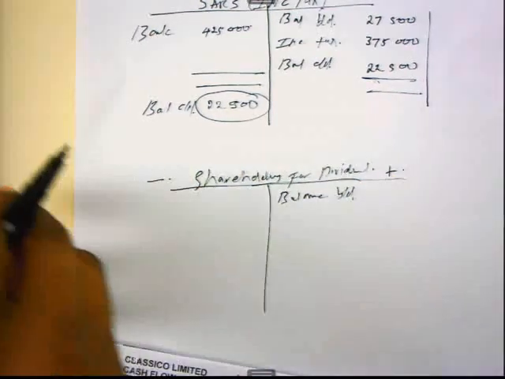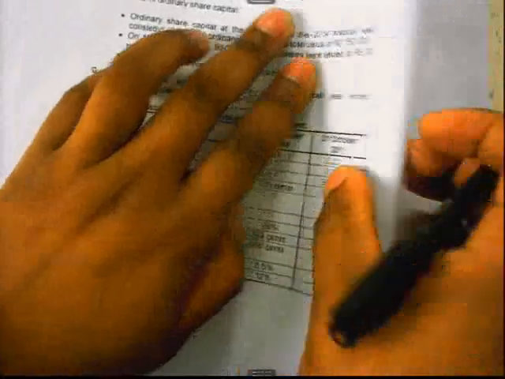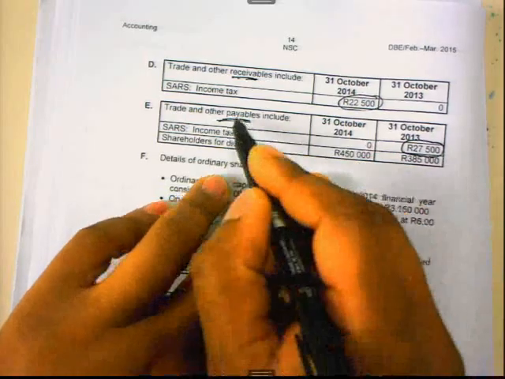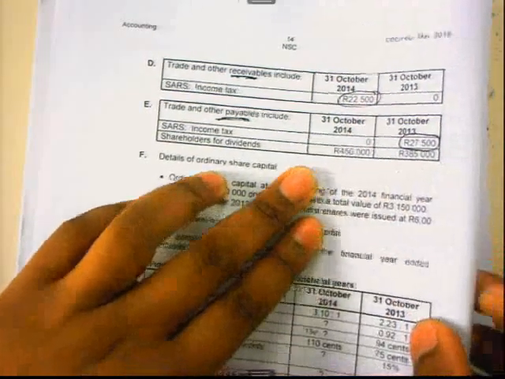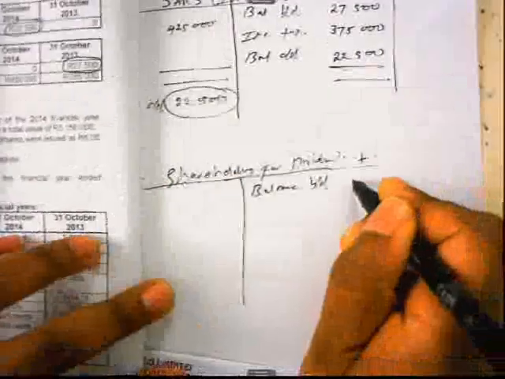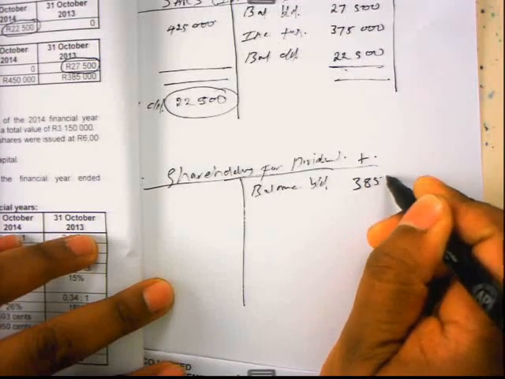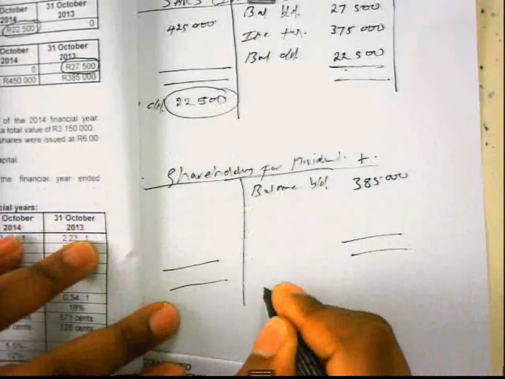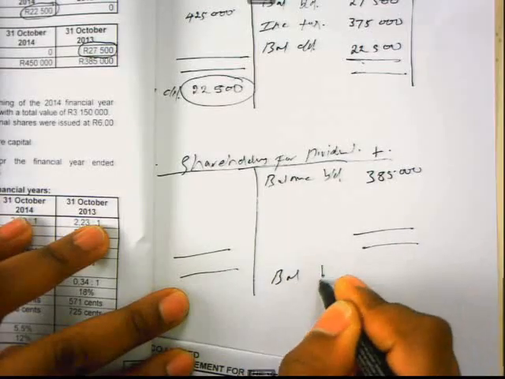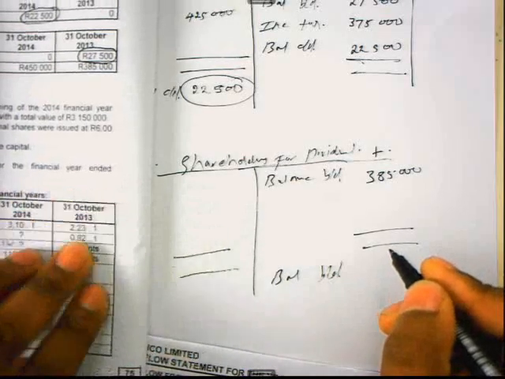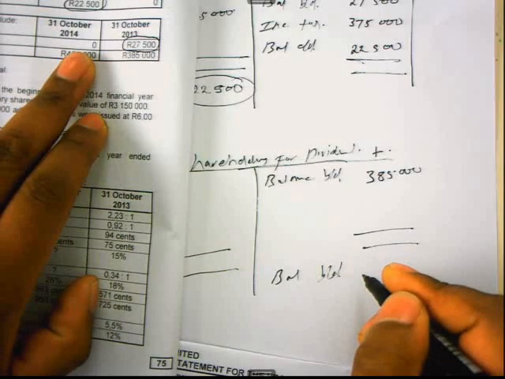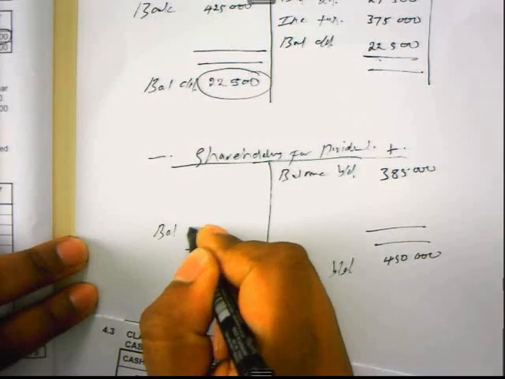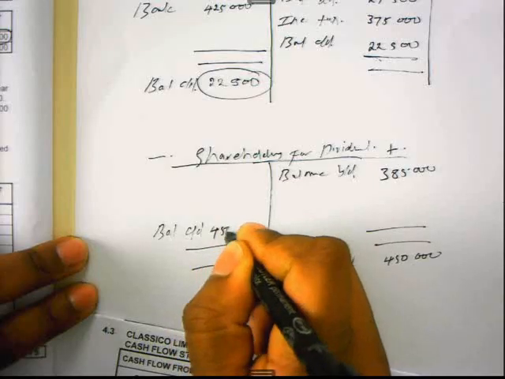Balance brought down. As you can see, shareholders for dividend is always a liability. Both the opening balance and the closing balance are under trade and other payables, which means it is a liability. The opening balance is 385,000. There you are, 385,000. The closing balance is under payables, therefore it is a credit balance. You'll have balance brought down here of 450,000. There it is, 450,000, which goes with the balance carried down of 450,000.